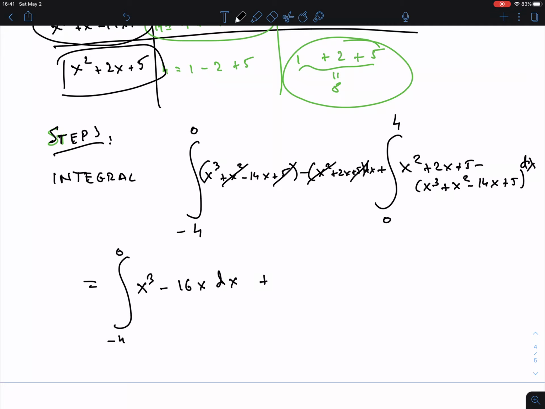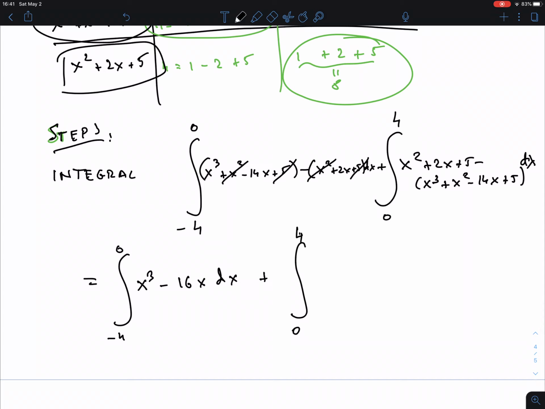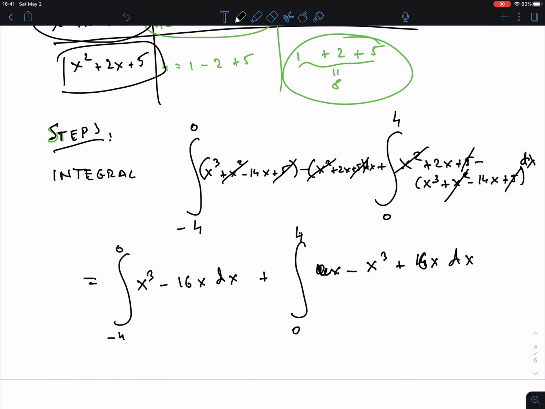I hope you saw what I'm doing; do this more slowly if you didn't, and convince yourself that this is the correct answer. What do we have here? Same thing: the x squareds cancel and the 5's cancel, so I have 2x minus x cubed plus 14x dx. I can combine the 2x and the 14x, so this becomes 16x. And notice how they look similar, except one is the negative of the other.